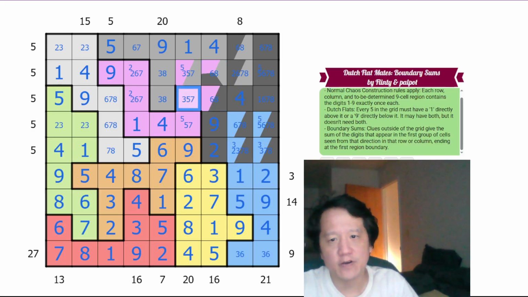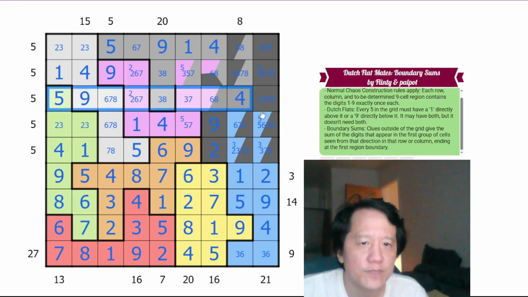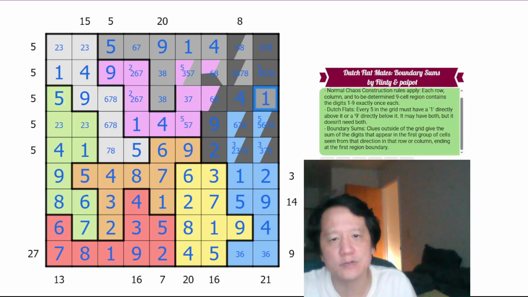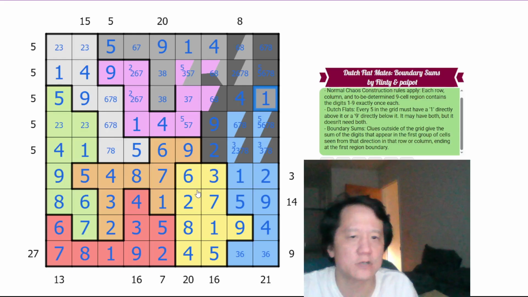This can't be 5 because of 5 in the row. Where is 1 in row 3? Can't be any of these digits, so it has to be here. So this is 1, which is dark.